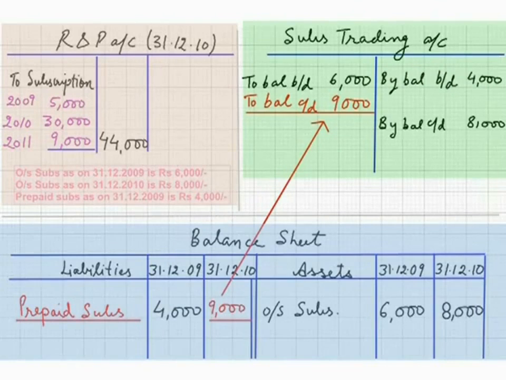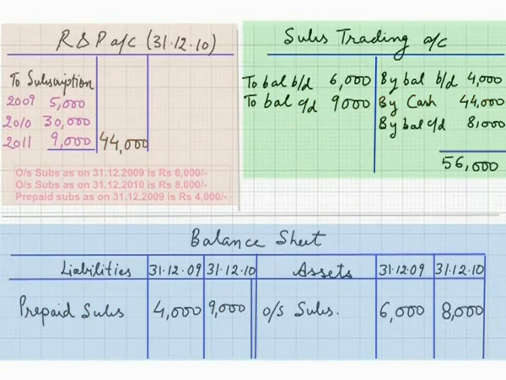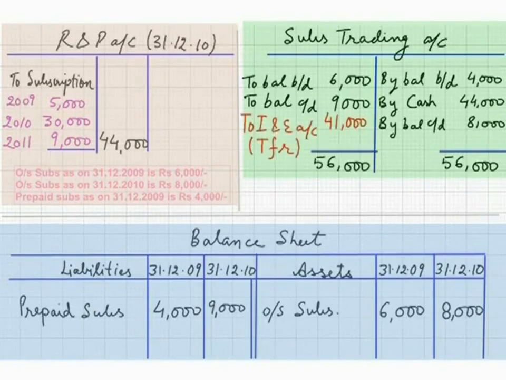And by cash, whatever we have got during this year, the total money received, that is 44,000 rupees. It means the total of the credit side is 56,000. So the balancing figure is 41,000 rupees on the debit side. So to income and expenditure account, transfer. It means this money will be transferred to the income and expenditure account. So when we prepare the income and expenditure account, we'll write down on the credit side, by subscription, 41,000 rupees.